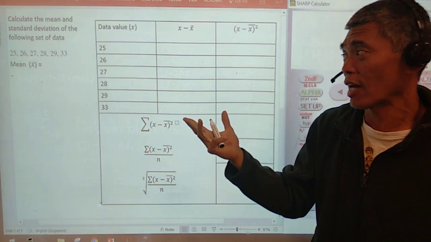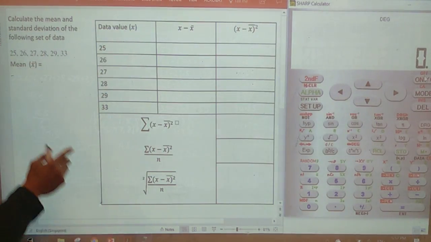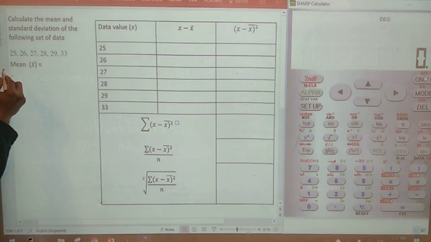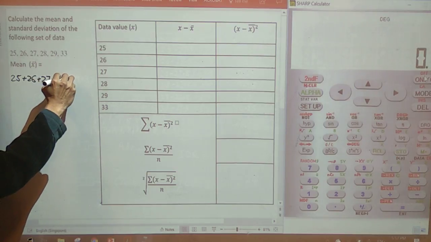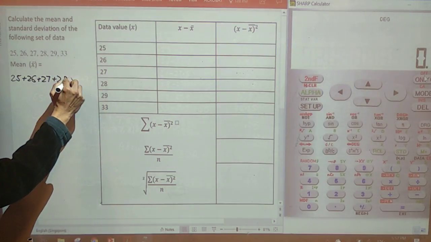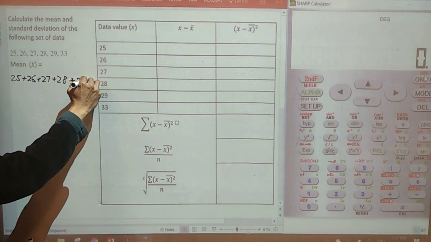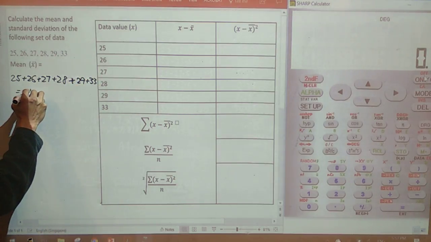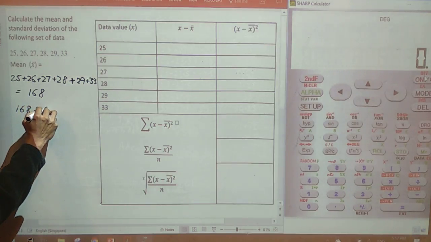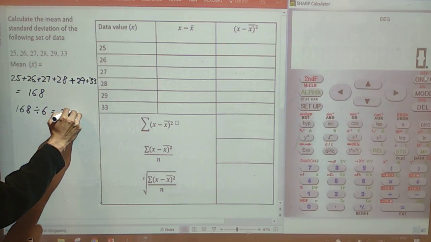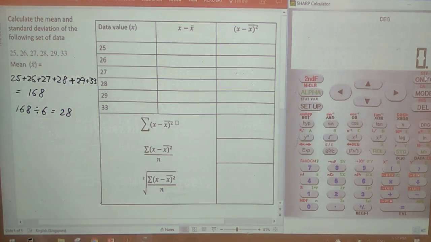The mean, to calculate the average, you just simply add the values up and divide them by the total number of values over here. So that's 25 plus 26 plus 27 plus 28 plus 29 plus 33. Now this will give me 168. To find the mean, I will simply divide this by the total number of values here, which is 6. So 168 divided by 6 will give you 28.